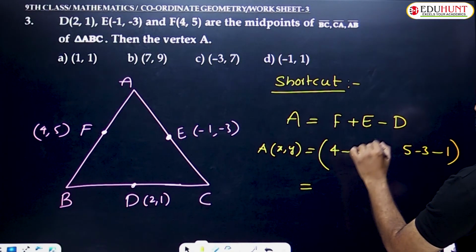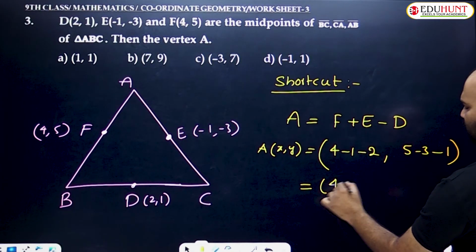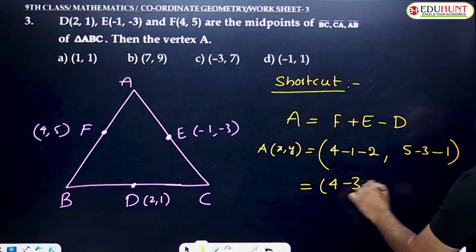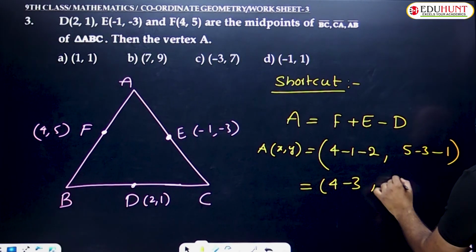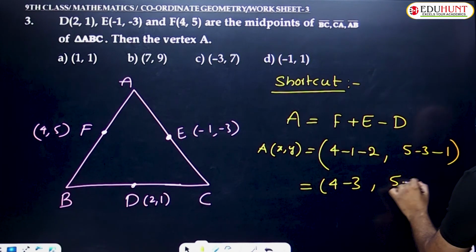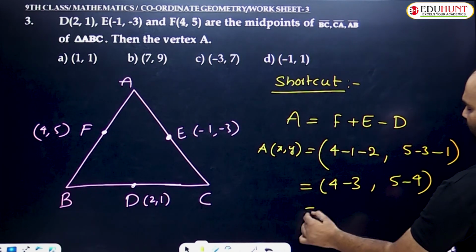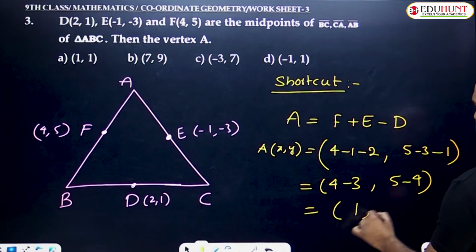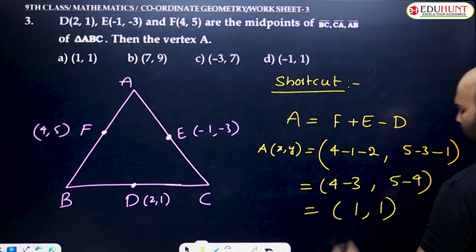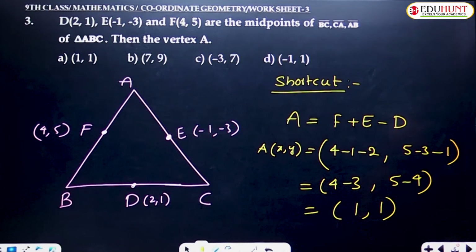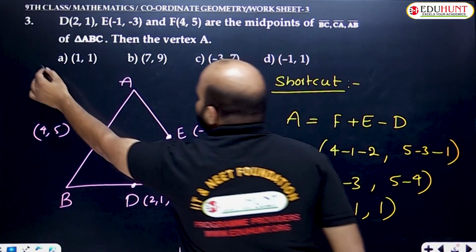So 4 - 1 - 2 gives 1, and 5 - 3 - 1 also gives 1. So what is the answer? (1, 1). Option A is the right answer.